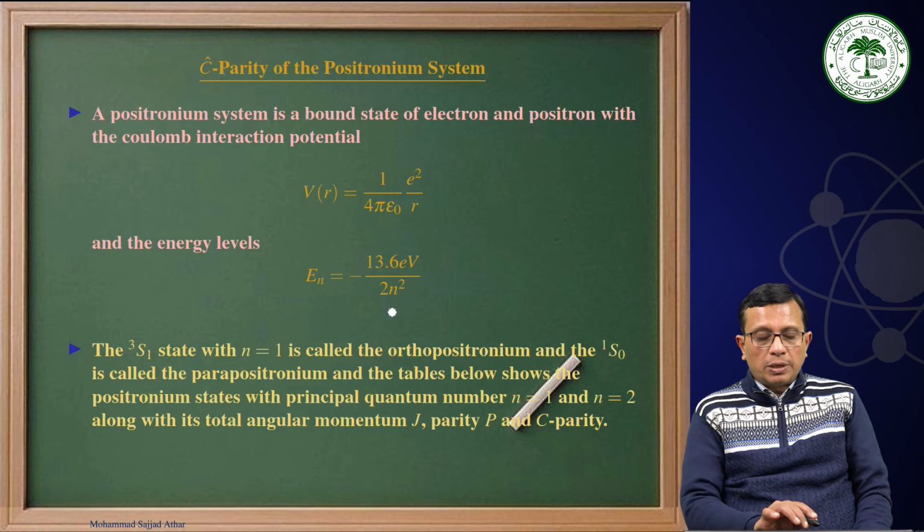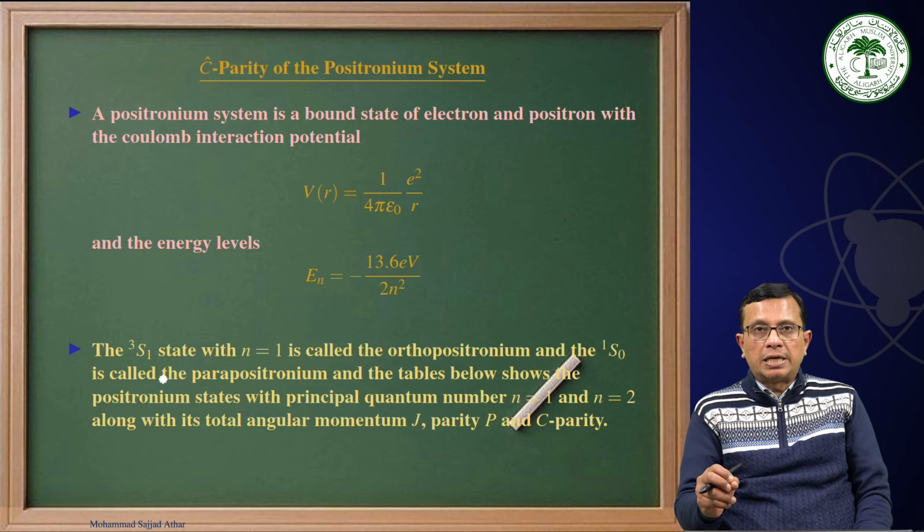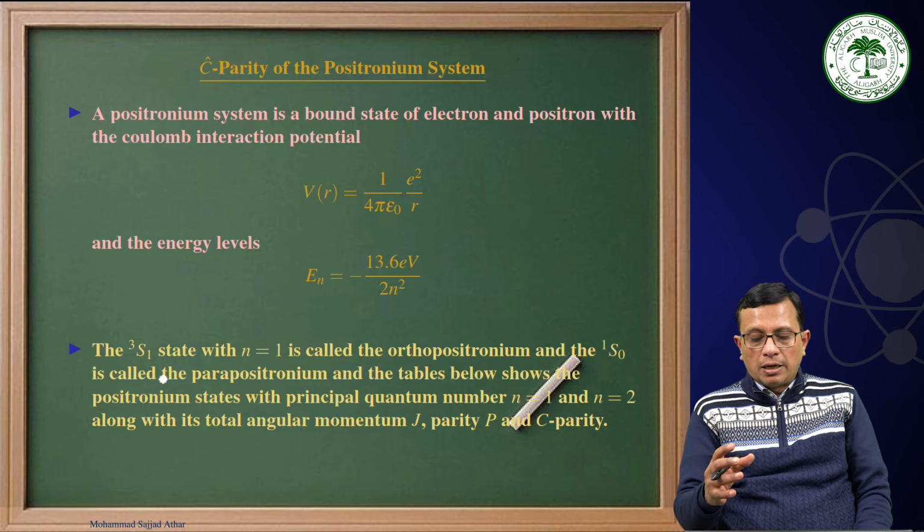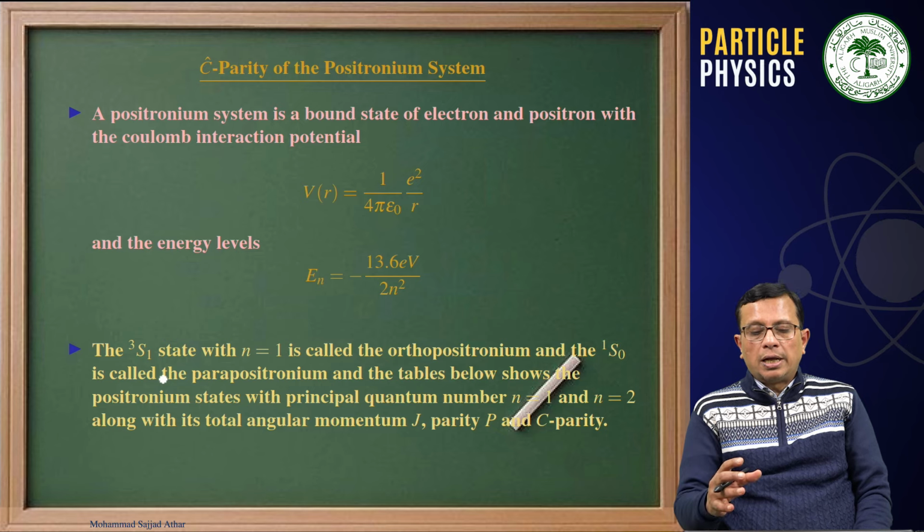Now, the 3S1 state with principal quantum number 1 is called the orthopositronium state, and the 1S0 state is called the parapositronium state. We will talk about these states in our next class, and how one can determine the parity of the positronium system, and then we will extend this to the charmonium and botonium systems.